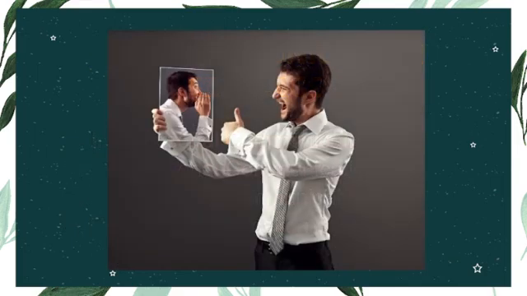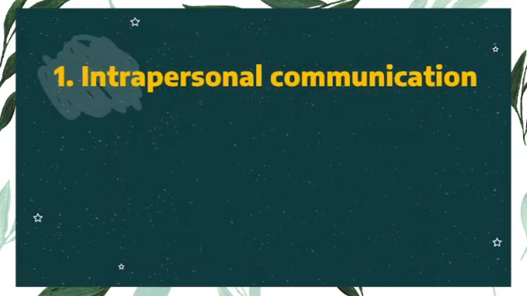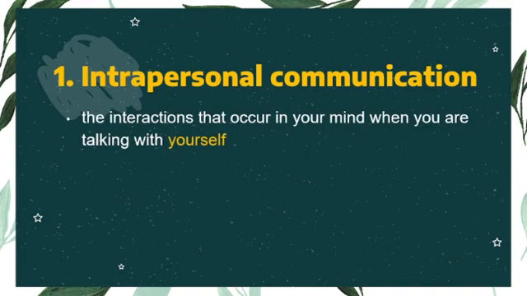So this picture shows a man talking to his picture or talking to himself, right? Which relates to our very first communication setting, the intrapersonal communication. Again, when you say intra, it means within. Okay, so this is defined as the interactions that occur in your mind when you are talking with yourself.